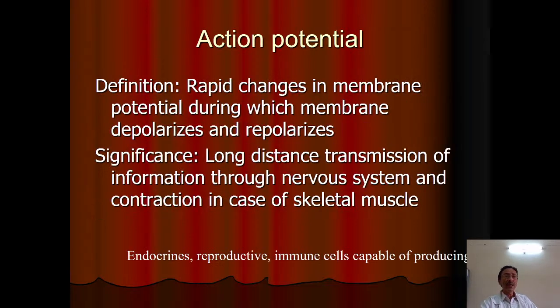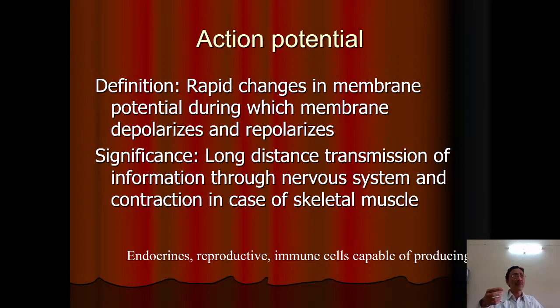Now, what do you mean by action potential? First of all, action potential is nothing but sudden rapid changes in the membrane. When does this rapid change in the membrane take place? This rapid change in the membrane takes place specifically whenever there is an excitable membrane, excitable tissue. And what do you mean by excitable tissue? Excitable tissue means the tissues which respond whenever a stimulus is given. And what is the meaning of a stimulus? Stimulus is a change in the external environment.